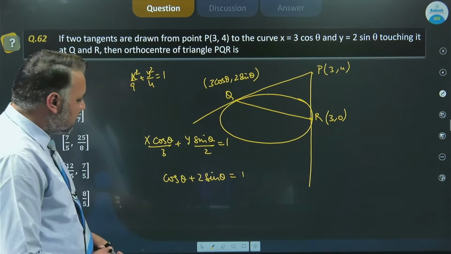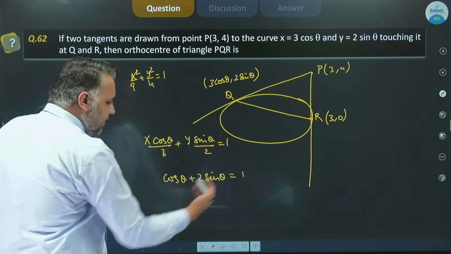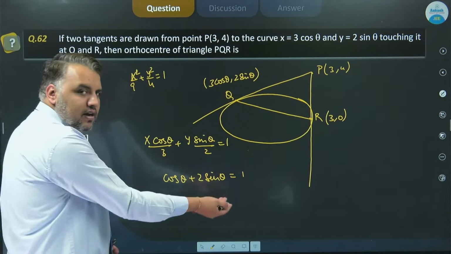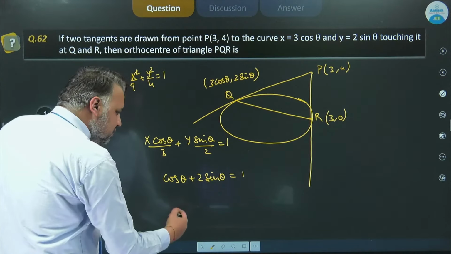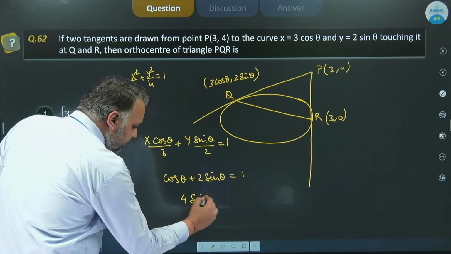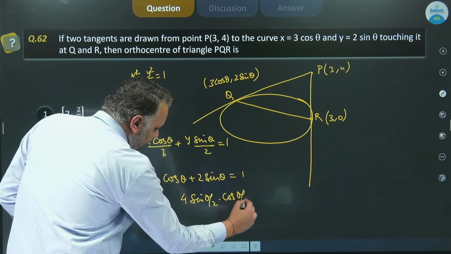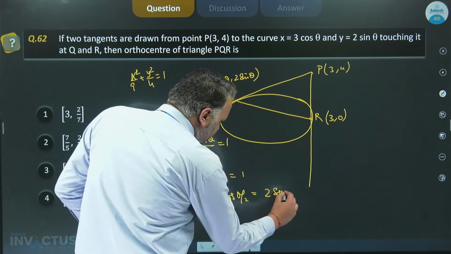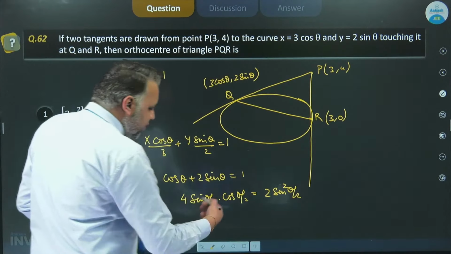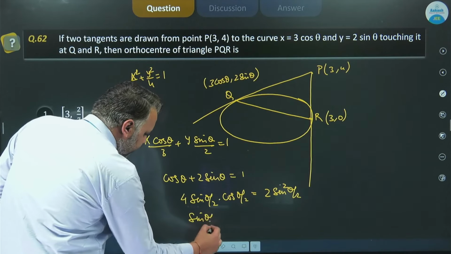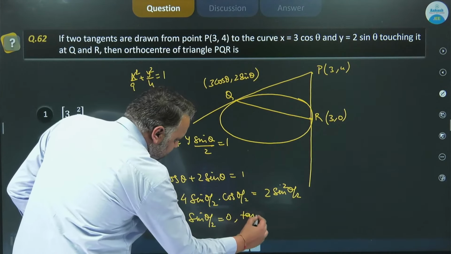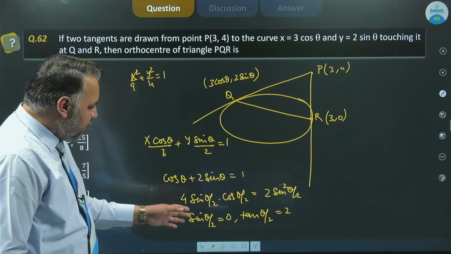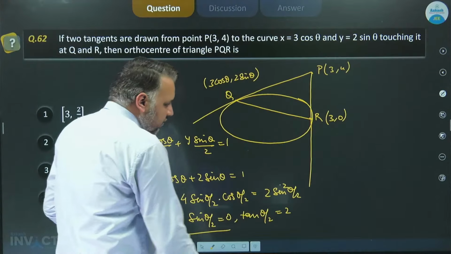Now how will we solve for the value of theta here? Taking cos theta to the right side and breaking theta into half angles, 2 sin theta can be written as 4 sin theta by 2 into cos theta by 2. And in the right hand side we'll write 1 minus cos theta, that will be 2 sin square theta by 2. From here you can see either sin theta by 2 is 0 or tan theta by 2 is 2. There are two possibilities.